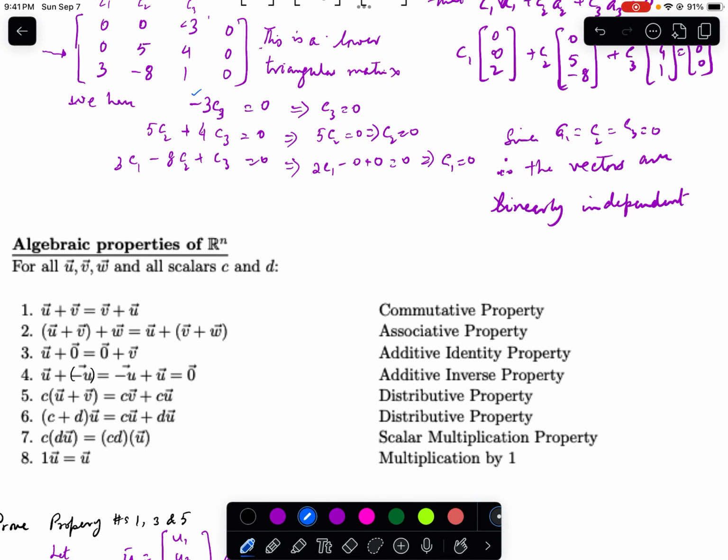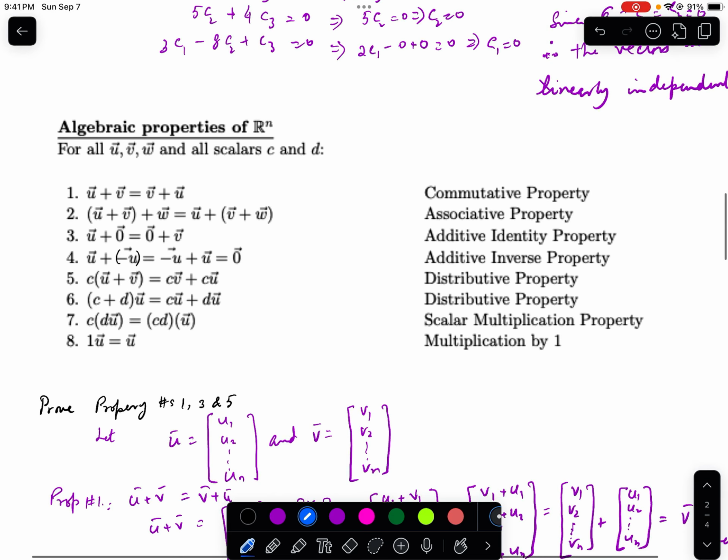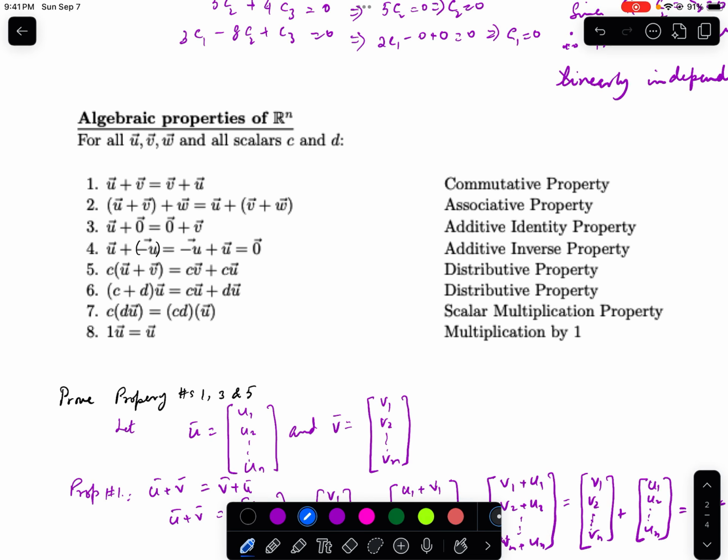Okay. Now this is something which has been postponed by me, not for any specific reason. These are algebraic properties of vectors, you can say, or of Rn. So what is in Rn? Vectors of this type. Or you can say Rn consists of points or tuples.